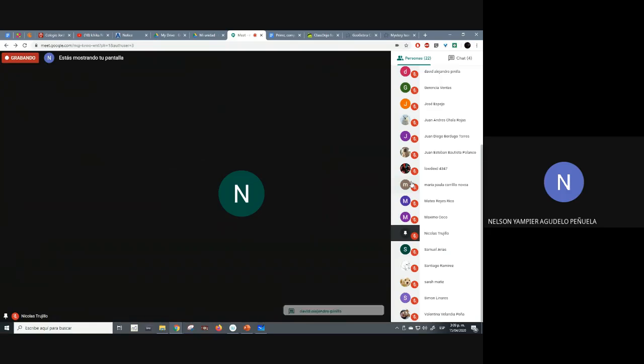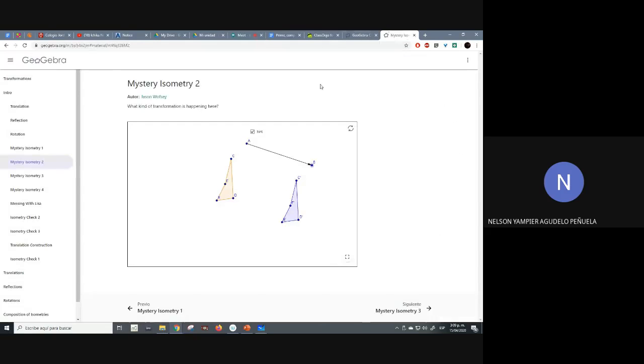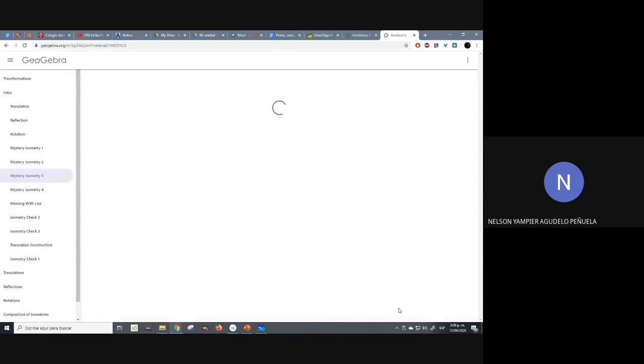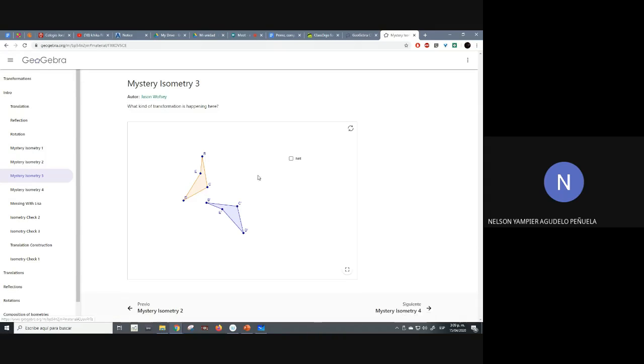Okay, let's look at the next isometry. Look, I am going to move it. And you tell me if it is a translation, a reflection, or a rotation, right? Think about it, Pinilla.